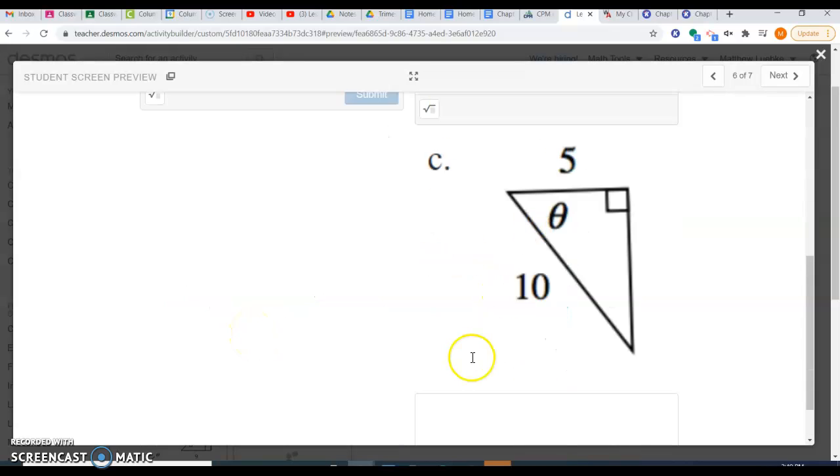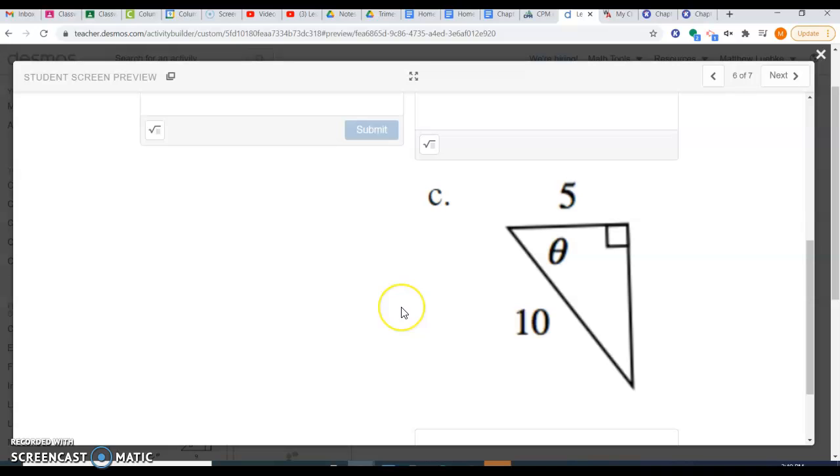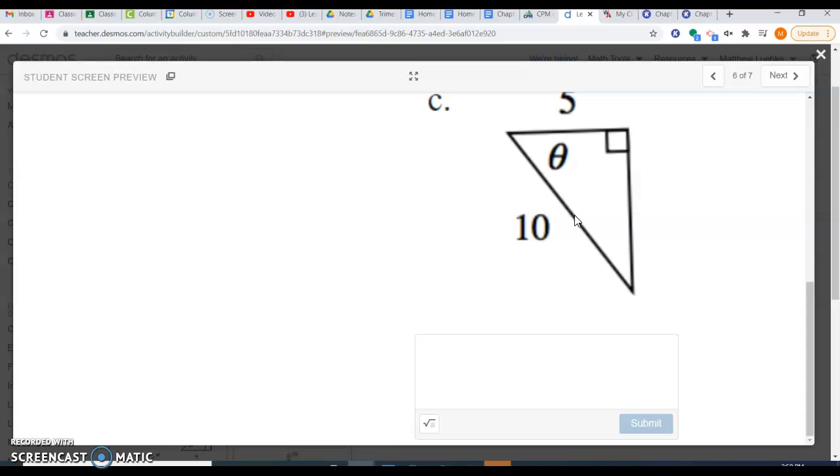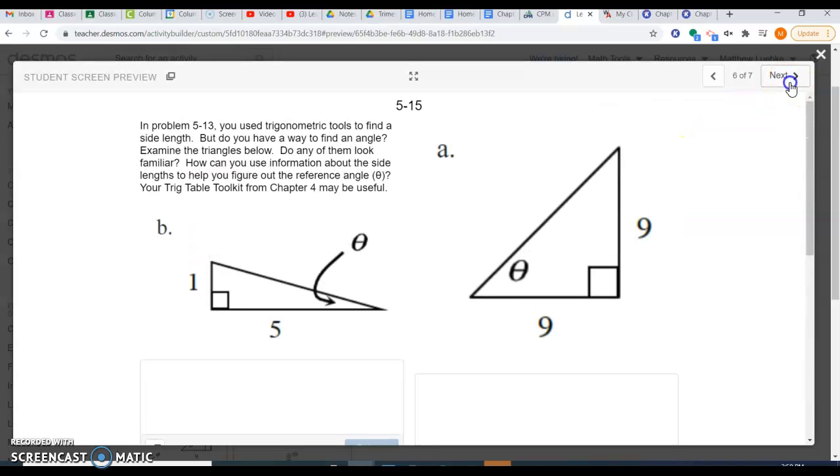Now this one for part C, you're going to have to do some investigating on, is there anything previous in this lesson that you may have seen this relationship where the adjacent side is half the length of the hypotenuse? And you're going to have to say, was there any relationship here that can help me solve for what that angle must be? All right, that one's a little tougher. If you get stuck on it, again, always feel free to reach out and ask.